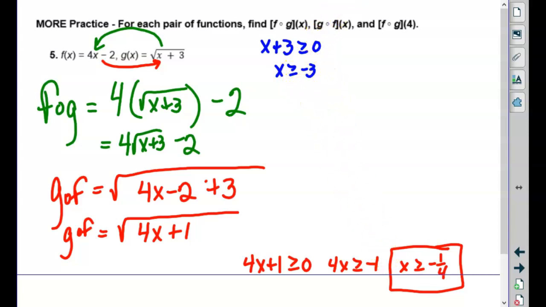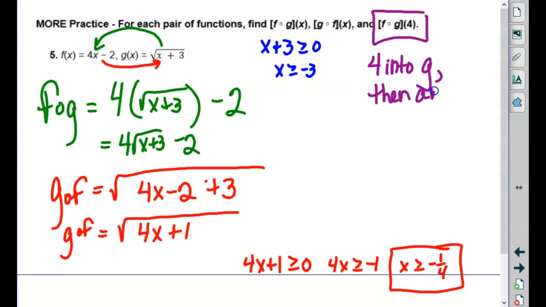All right. Last thing here, we're supposed to put a 4 into what first? 4 into G, then that answer goes into F, okay? I'm just spelling this out in words for you here.